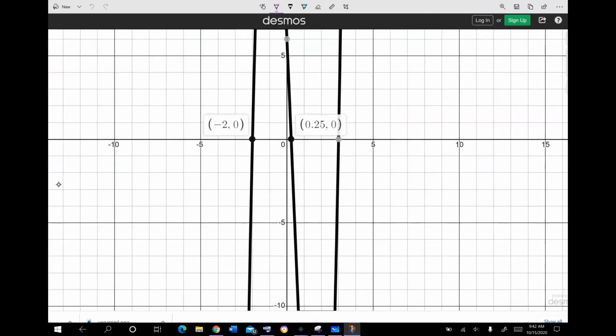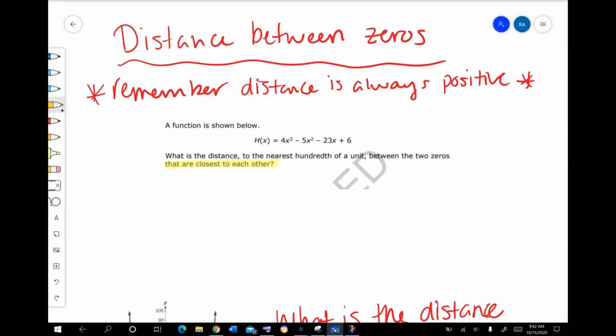Okay, so that's 1 unit, 2 unit, and then 0.25. So I'm going to say 1 plus 0.25, and the distance is 2.25. Okay? Do you see how I did that? It's really just counting your units, okay? So my answer here would be 2.25.